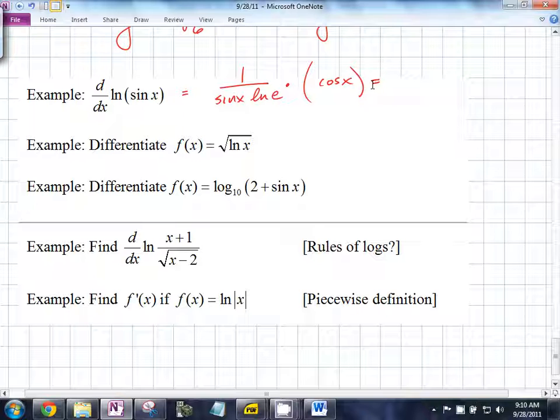Why is it ln e? Because it's log base e. This is really important. I see that all the time. You'll see sine x times ln of sine. No, what's the base? e. You like ln that way.